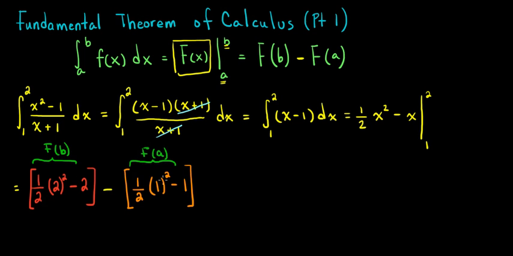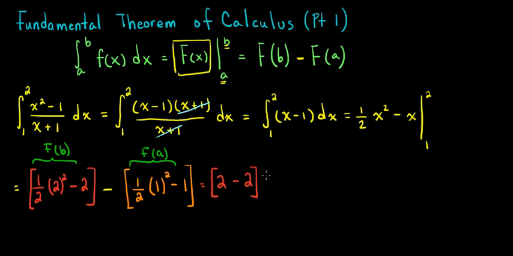And so what we have here is just an arithmetic expression that we can compute using basic arithmetic. We'll go through this together. 1 half times 2 squared. 2 squared is 4, and I'm multiplying that by a half, so half of 4 is 2, but then I have a minus 2 there, so that'll go to 0. I'm going to leave it in brackets for now.